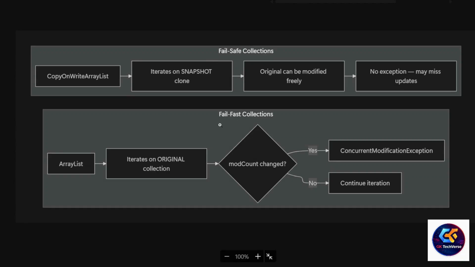The fail fast collection, if you see ArrayList, iterates on the original collection, and whenever you modify that collection, the modCount will change. Whenever the modCount changes, it will throw a ConcurrentModificationException. If you see a fail safe collection, for example CopyOnWriteArrayList, it iterates on a snapshot clone. So it will take a snapshot of the original ArrayList, and you can modify freely, and you will not get any exception.